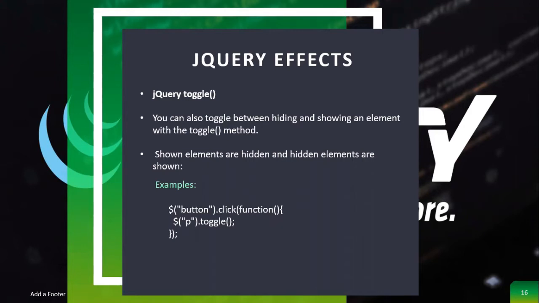That's why it's called the toggle effect. So, button click function P toggle. If you click the button, it will hide the P element. If we click the button again, it will show.